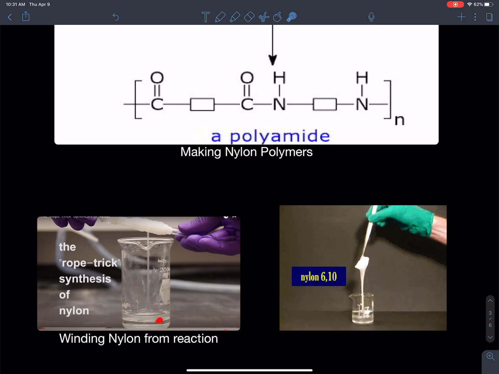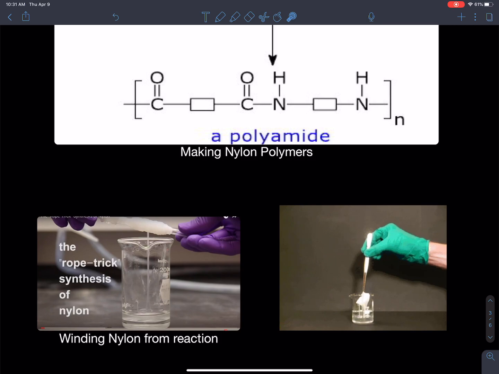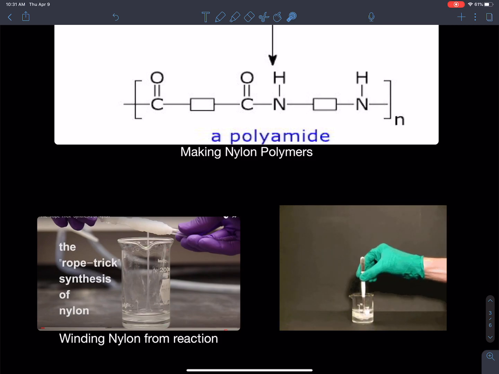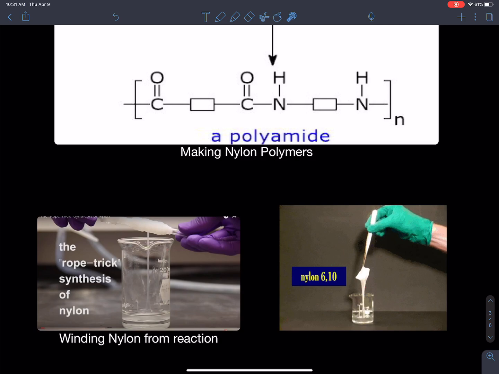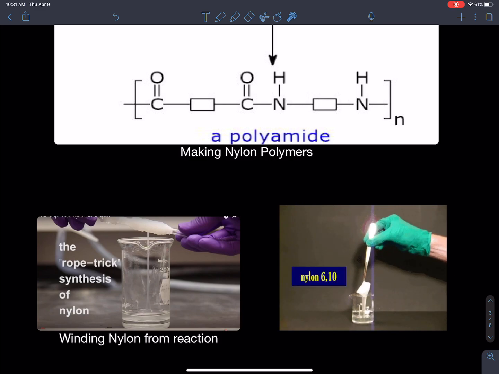And at that interface, the reaction starts to happen. So if you take a look at the video here on the right, as long as I take a piece of paper or something and I dip into the bottom layer and start pulling up, the reaction starts to form. And what I can end up doing is I'll extrude a fiber of nylon. That's like making a thread of nylon from the reaction. It just oozes out, comes out. And you can see this person here is winding that.